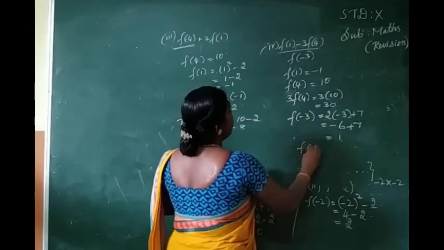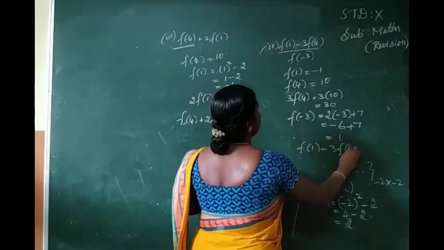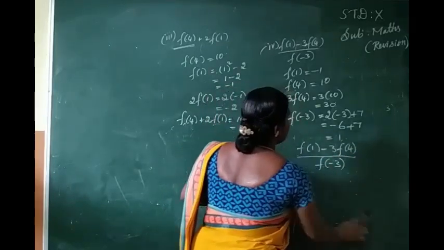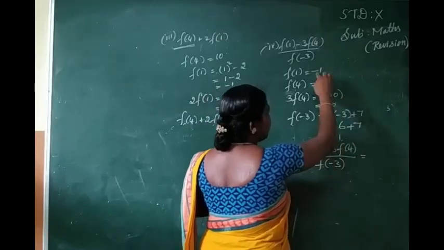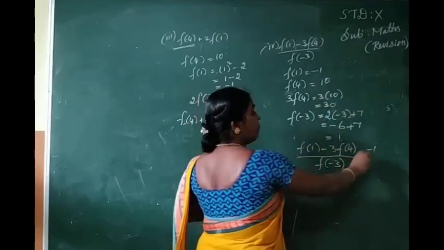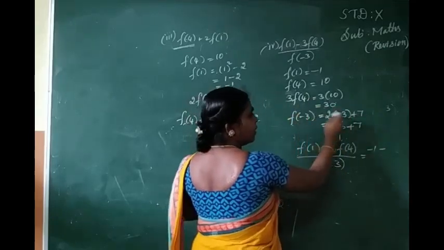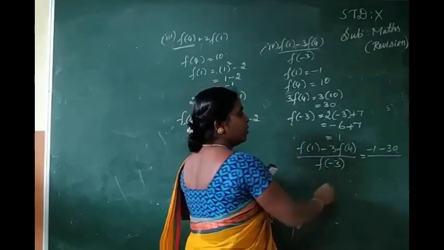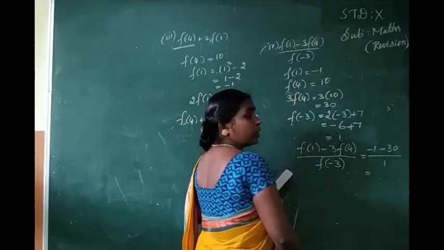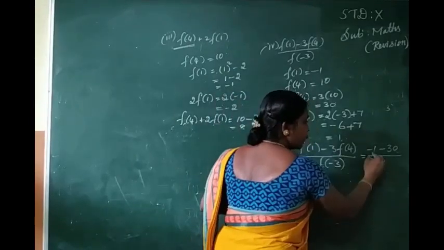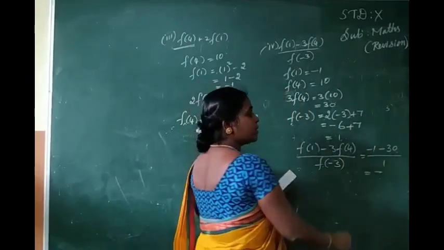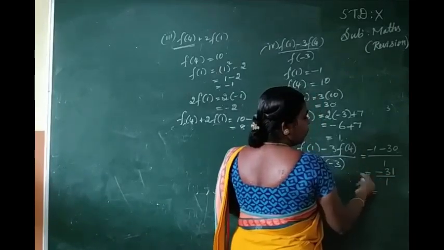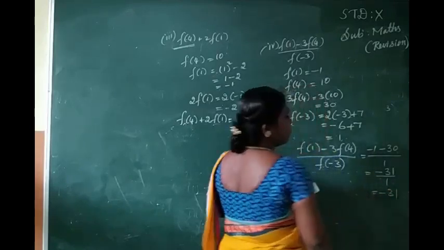Now you substitute all the values in the given question. F of 1 minus 3 f of 4 by f of minus 3 equal to f of 1 is minus 1. So minus 1, minus 3 into f of 4 value is 30, divided by f of minus 3 value is 1. Minus 1 minus 30, both are negative means first you put minus, then you add the values. 1 plus 30 is 31 divided by 1. We can't leave the 1. So answer is minus 31. Okay.